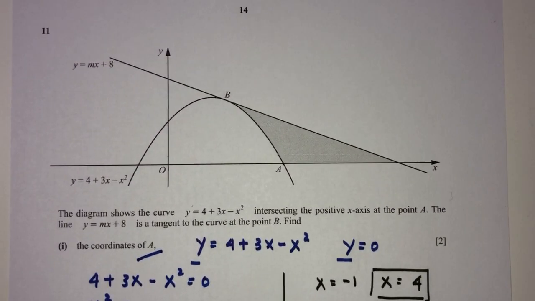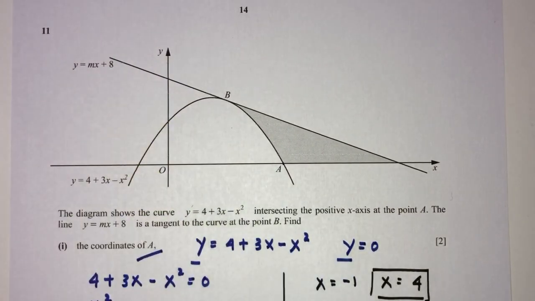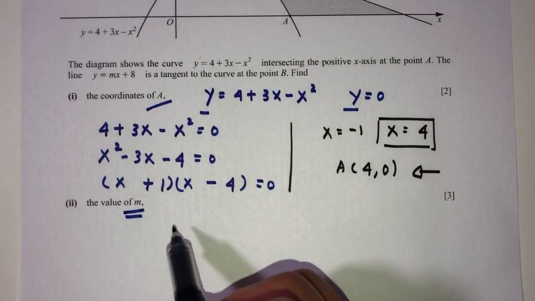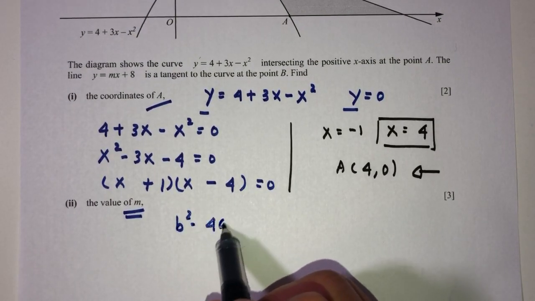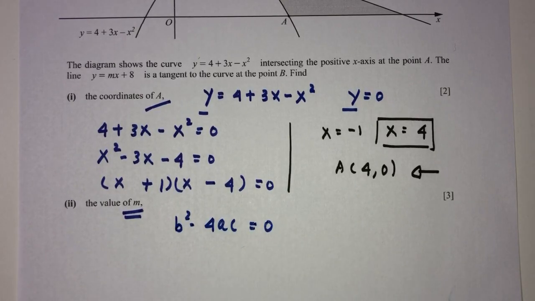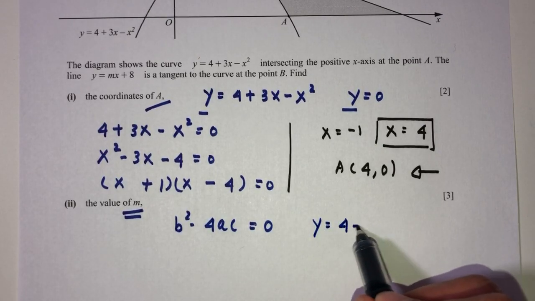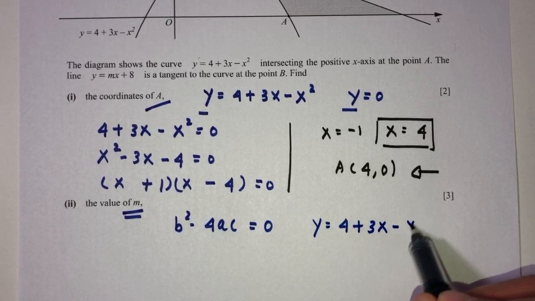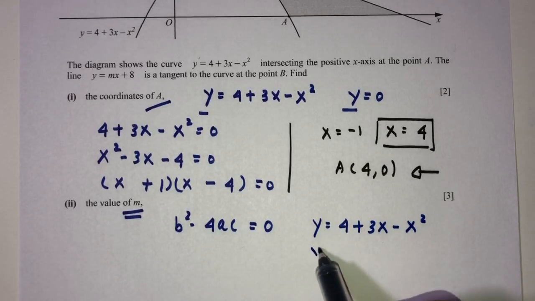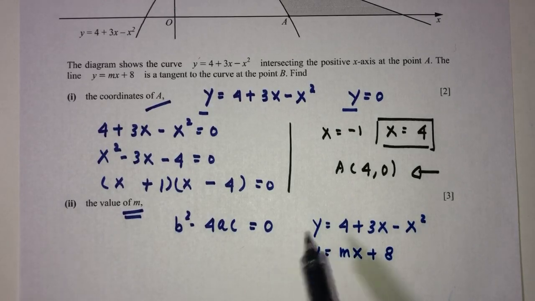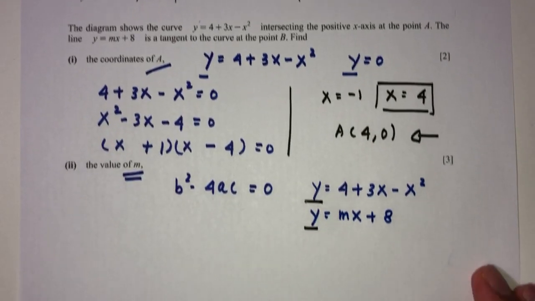Now how can you find the value of m? If I tell you that we have a curve and there's a line that cuts the curve at exactly one point, what do you think about? You think about b squared minus 4ac is equal to 0. The equation of the curve, you know it is y equal to 4 plus 3x minus x squared. And the line is y equal to mx plus 8. So we know they meet at one point, so they have to intersect. Let's solve them simultaneously.